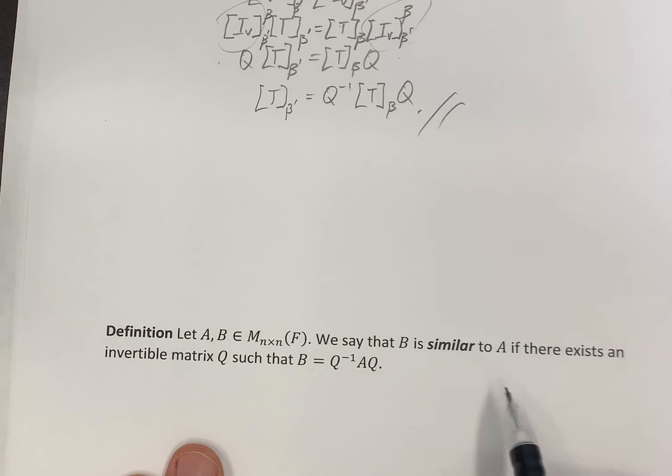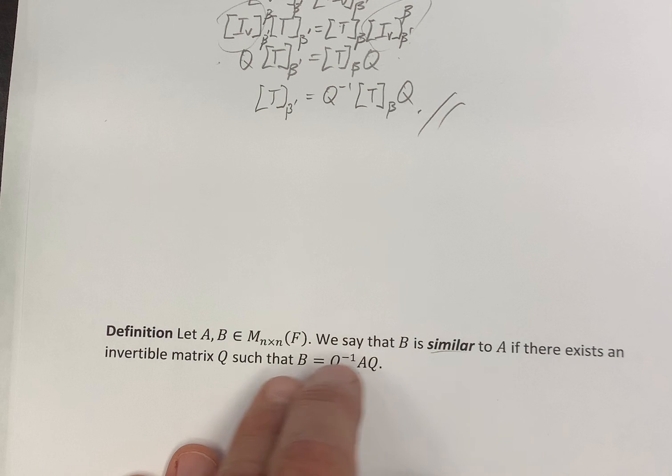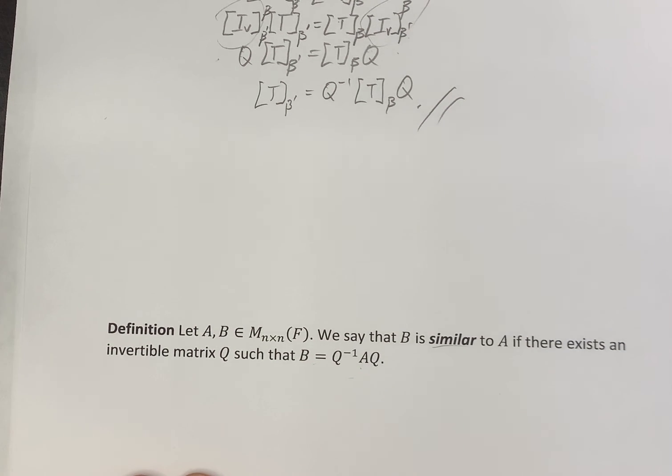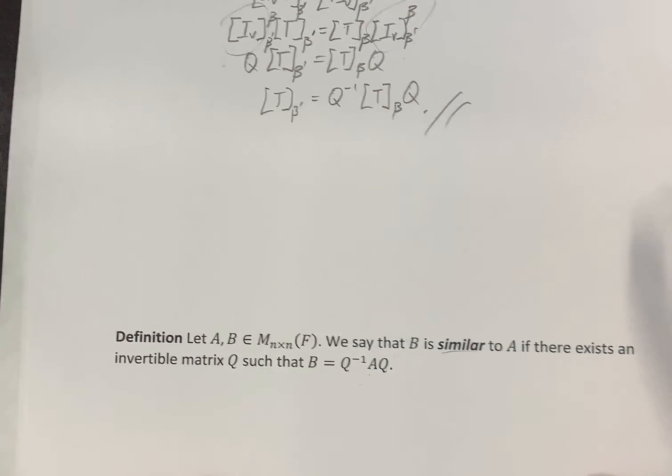And incidentally, this is an equivalence relation. Obviously, A is always related to A. Obviously, if B is related to A, you could just put Q inverse on the other side, and A is related to B. And if A is related to B and B is related to C, then A is related to C.